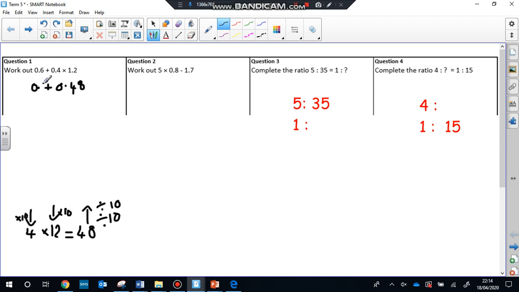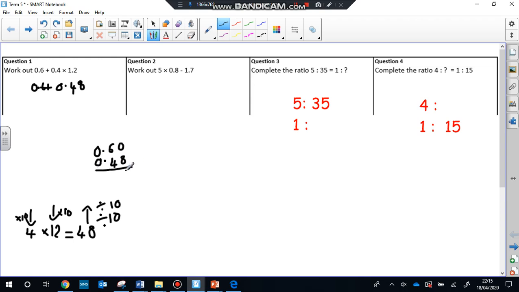And then I've got to do that plus 0.6. I haven't done anything with that yet, so I need to keep that in line there. So I've got 0.6 plus 0.48. Then you might want to just do a little sum to one side for this one as well. So we write that out as a column. We've got 0.6 and then 0.48. Make sure we line up our decimal points. So I can put a 0 in here.